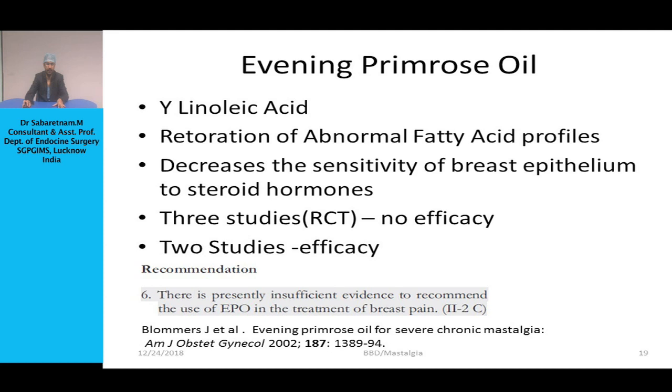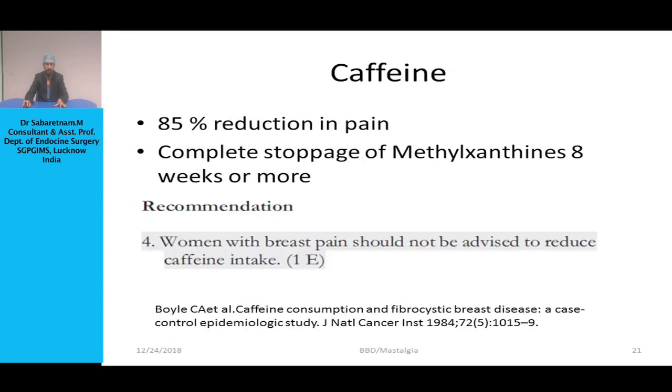And coming to evening primrose oil, we use it as the first line of management, gamma-linolenic acid. It restores abnormal fatty acid profile, decreases the sensitivity of breast epithelium to steroid hormones. 3 randomized control studies showed no efficacy, 2 studies showed efficacy. But still, in our setup, we use it for treatment of cyclical mastalgia.